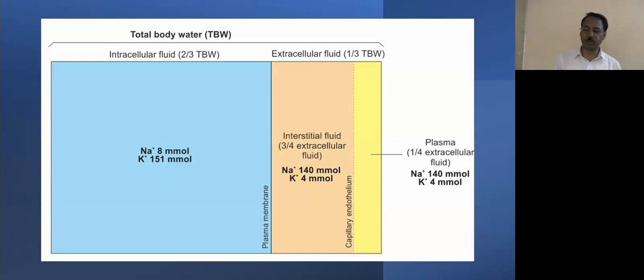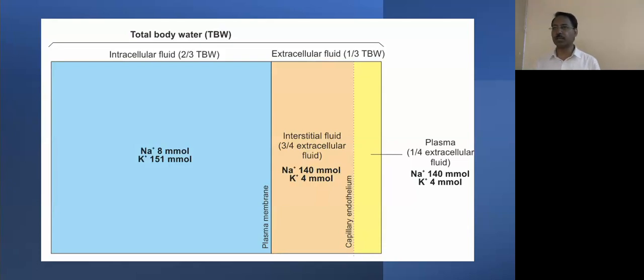And here you just need to see that plasma is 1/4 of the extracellular fluid. The larger space is the intracellular fluid, and the extracellular, so that's 2/3, 1/3. In the extracellular, you see the plasma is a very small compartment, about 1/4 of the extracellular fluid, and the electrolytes are about the same in both the plasma and the interstitial fluid. So this is something to put us into perspective.